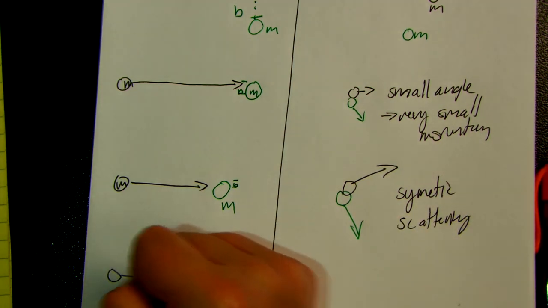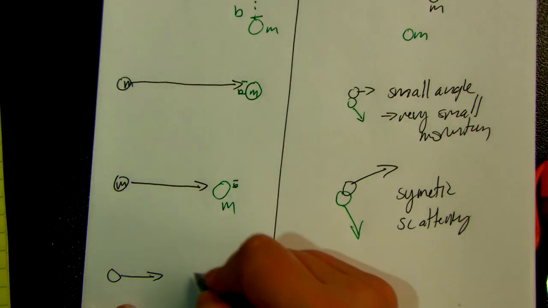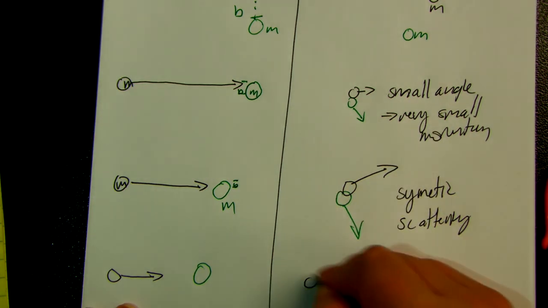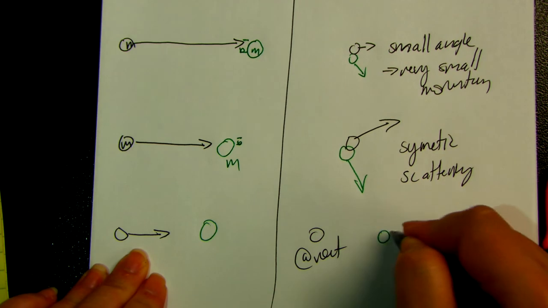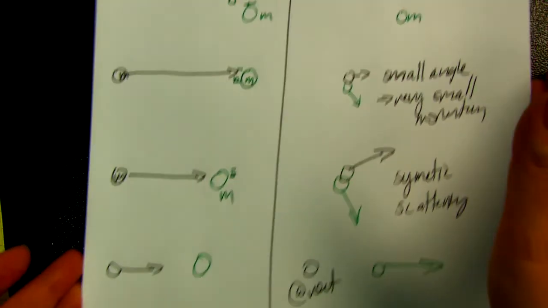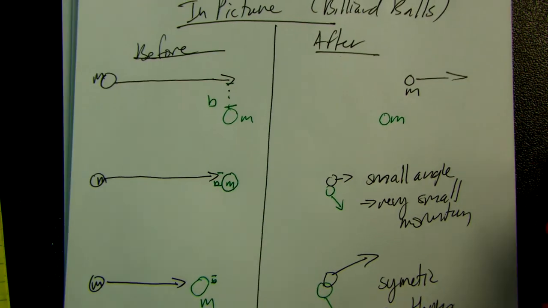And then you can have a head-on. True head-on, B is 0. What you get there is that this one ends up at rest, and all of the momentum has gone into this one. There you go. So impact parameter is related to the size of B, and these are the different implications for different impact parameters.